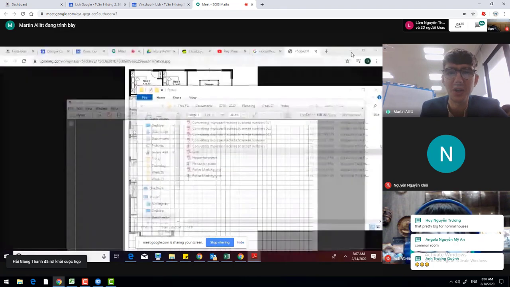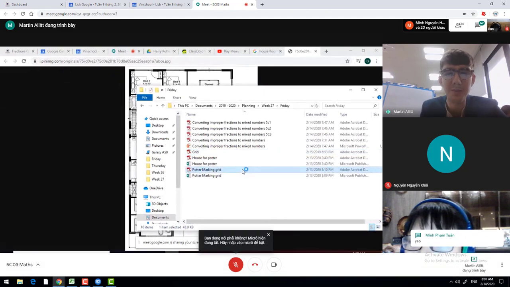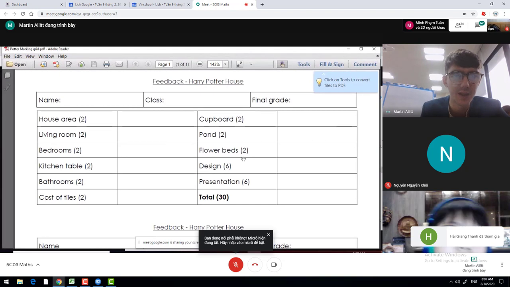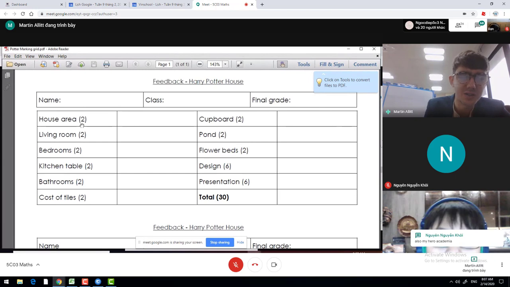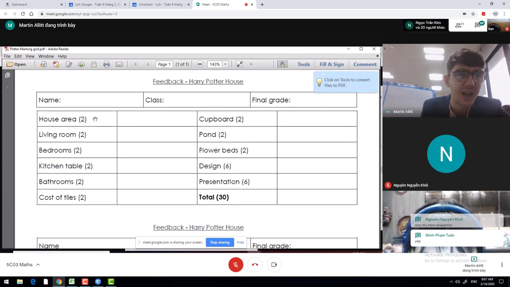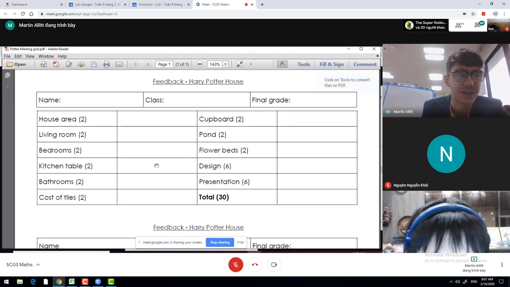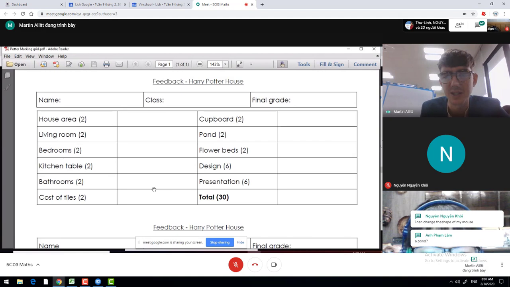So I will send these things to you. In fact, I have already emailed this information to you. And I have also emailed you the marking grid. So this is how I will grade your work. There are 2 marks for each of the things. Getting the area of the house correct, that's 2 marks. Getting the living room correct, that's 2 marks. I've told you what I need for each of these things, and if they're correct, then you will get 2 marks. So it's house area, living room, bedrooms, kitchen table, bathrooms. There's a bit that asks you to put some tiles down and say how expensive it will be.